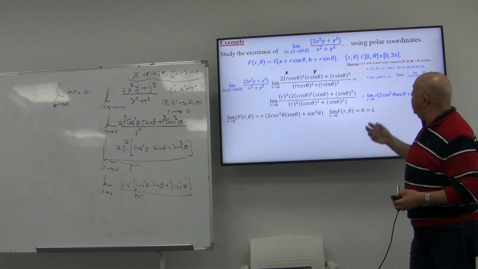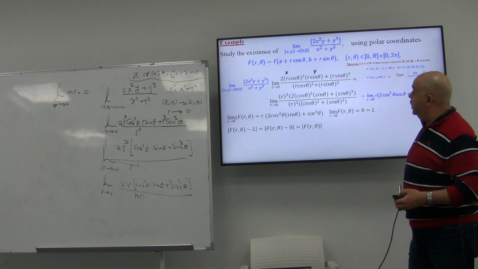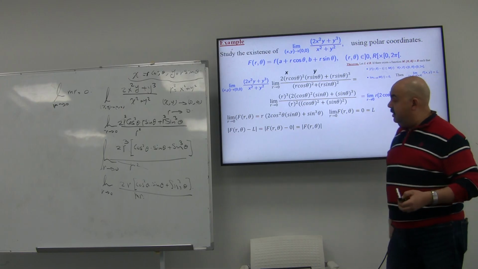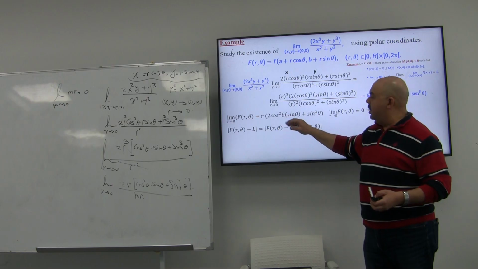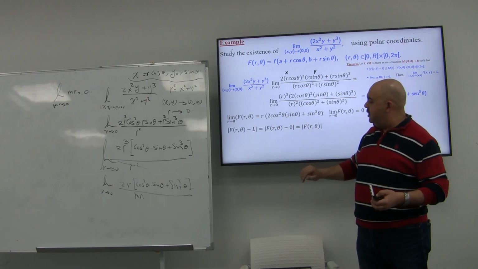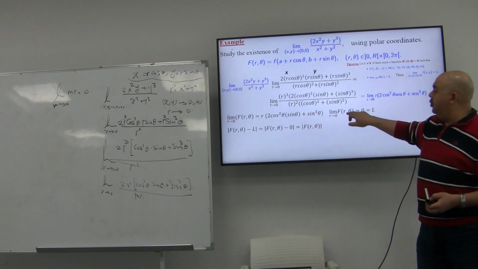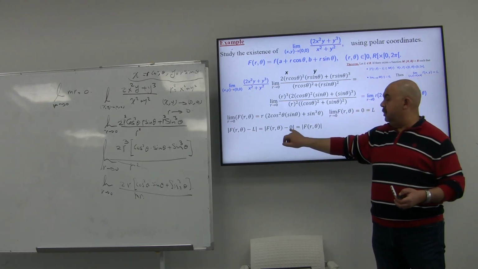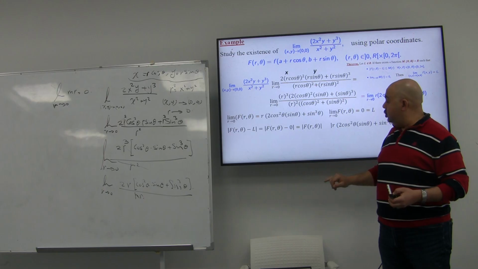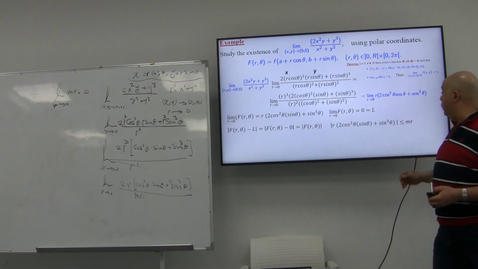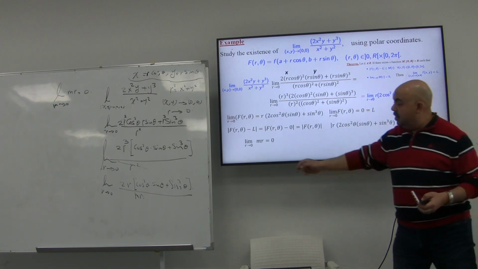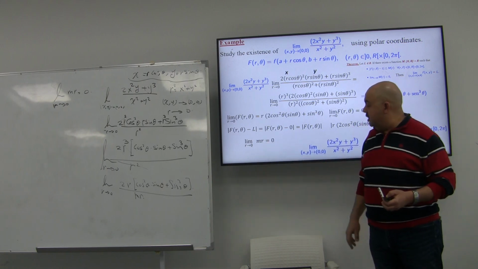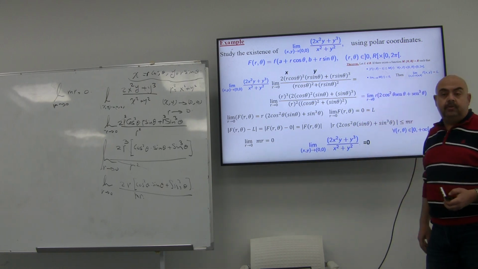Now let's check the existence of this limit using the theory as I told you. This is f of r, theta, which is r times some function in theta, minus the limit. Now I know it's equal to 0, so this is 0. So f of r, theta is less than or equal to M(r), taking the limit of this, which is the limit of M(r), which is going to come up to 0 nicely and easily, then the limit of this function equals 0.